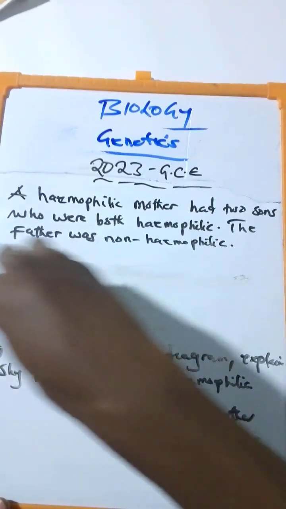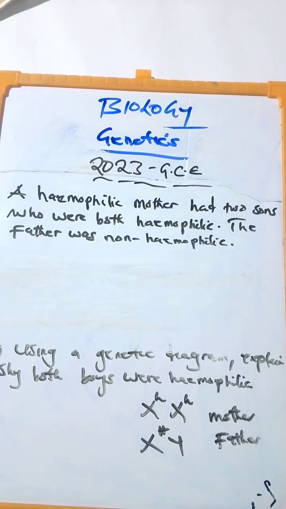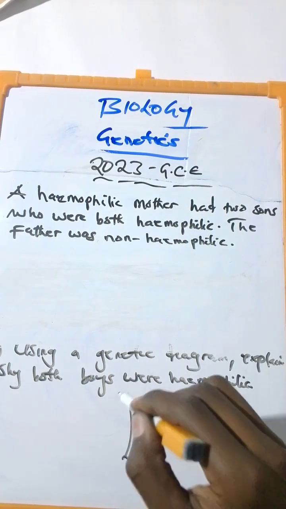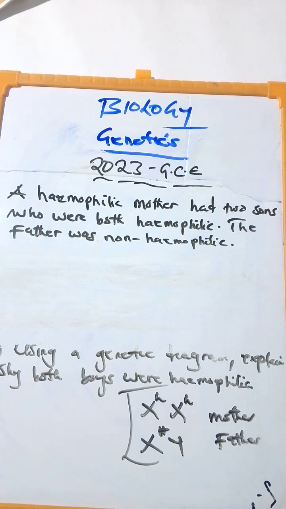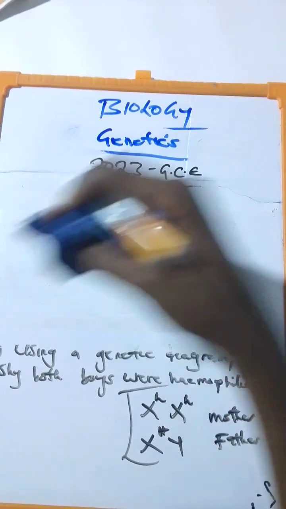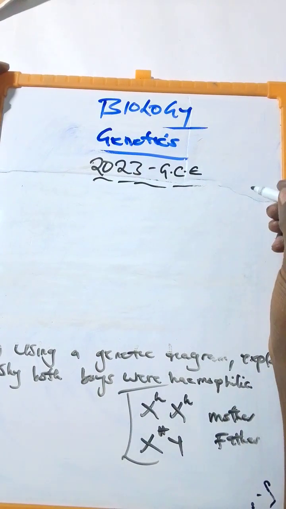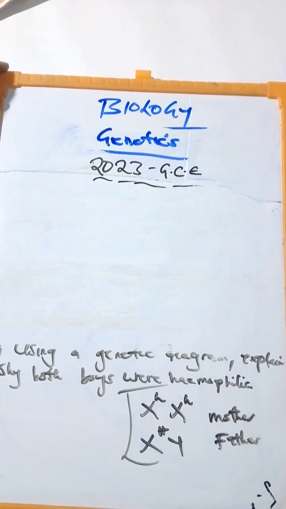Now we can continue to look at another question. Using a genetic diagram, explain why both boys were hemophilic. So we're going to use these same genotypes we have found to answer question C. So this information now is outdated, so we'll remove it. Okay. So a genetic diagram. We know the symbols. We have the symbols already, which are here.